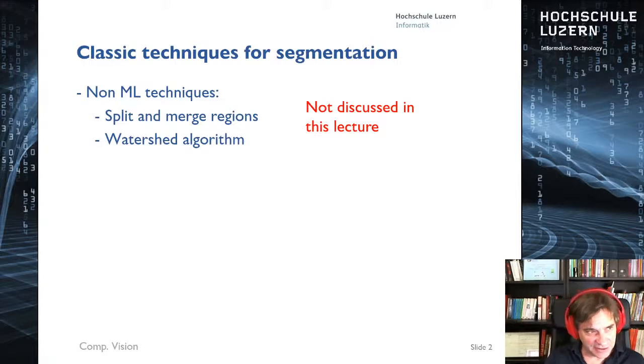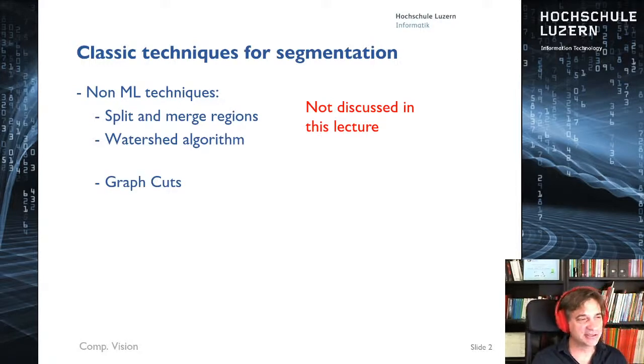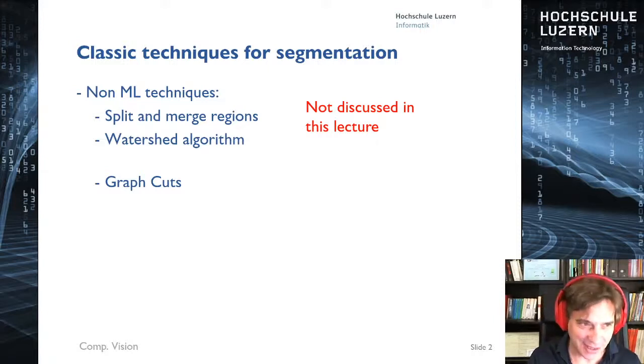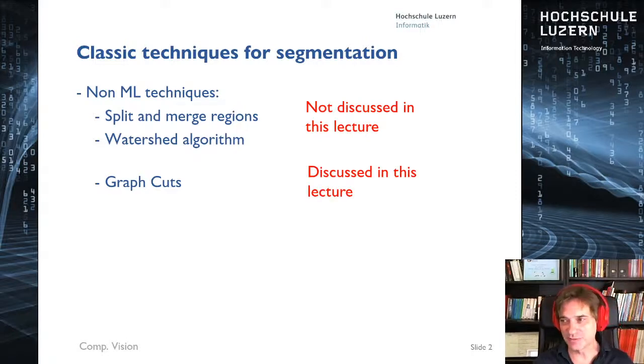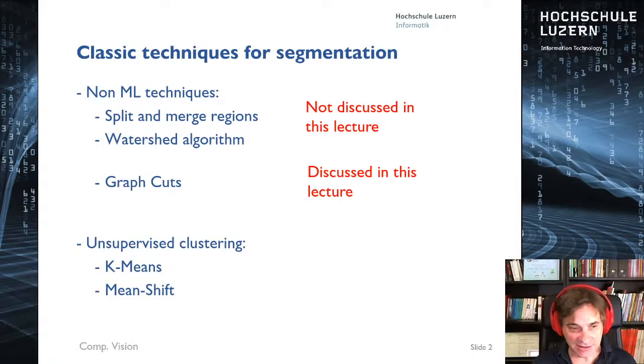We will look at one actual non-machine learning technique, which is called graph cuts. It can also be combined with some clustering method, as we will see, and it is probably the best non-machine learning technique that you can have for segmentation nowadays. So this is the standard approach that you can use in segmentation. But we will look at graph cuts at the end of this lecture today.